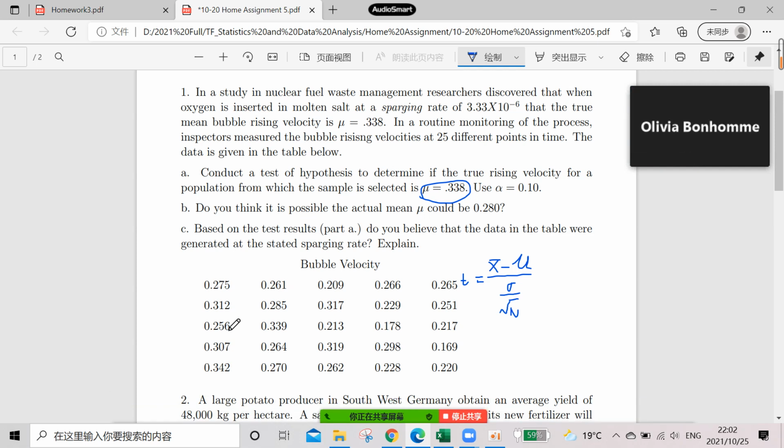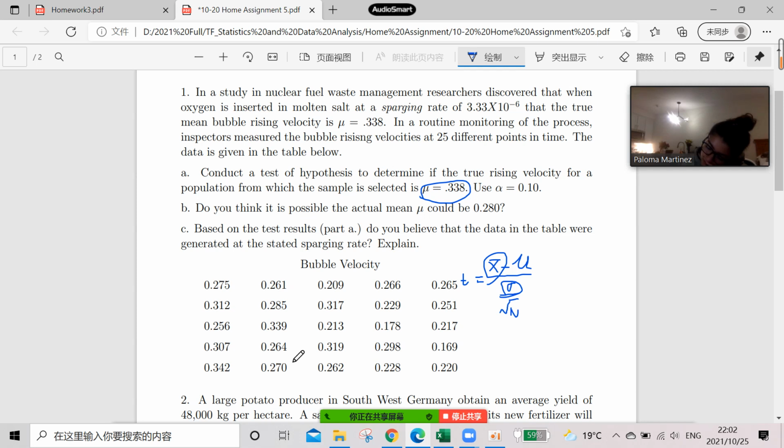I'm doing it by hand. Yeah, you can do whatever you want. I think the easiest way is to copy and paste these 25 numbers into a statistics calculator, or just Google a statistical calculator, and it immediately gives you the mean and the standard deviation, which are the x bar and the sigma in the formula.